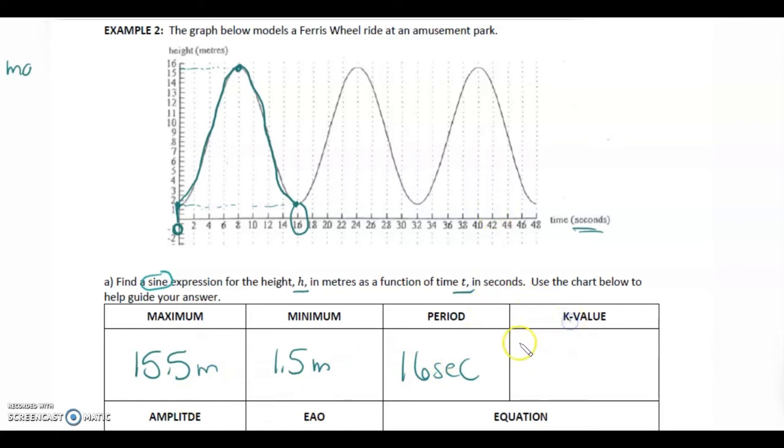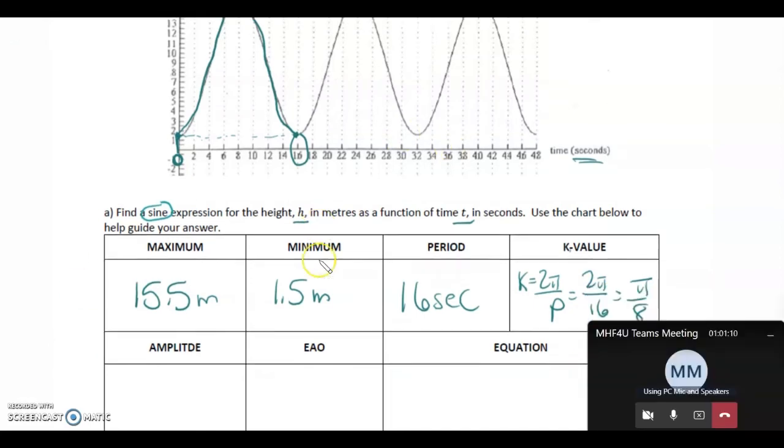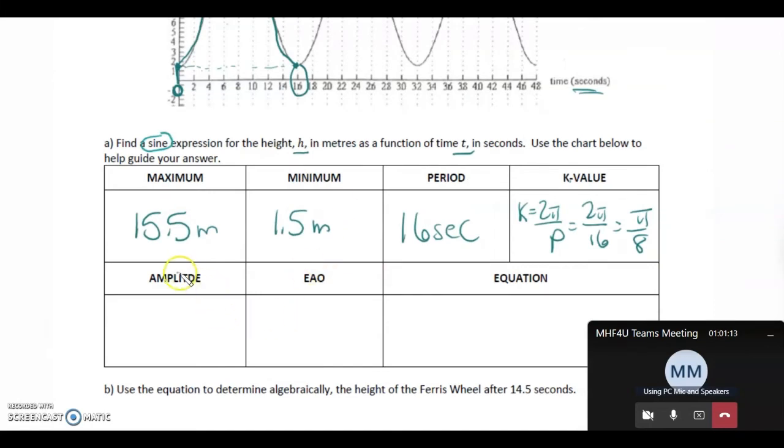Okay. And the K value is going to be 2 pi divided by P. Okay, 2 pi divided by 16 is pi by 8. Okay, amplitude. I'm not going to read the amplitude right off the graph. Sometimes with the equation of axis, like to eyeball it is a little difficult. So for the amplitude, I'm going to go ahead and do 15.5 minus 1.5 divided by 2. So I get 14 divided by 2. The amplitude is 7 meters. So the hump up and the hump down will be 7.